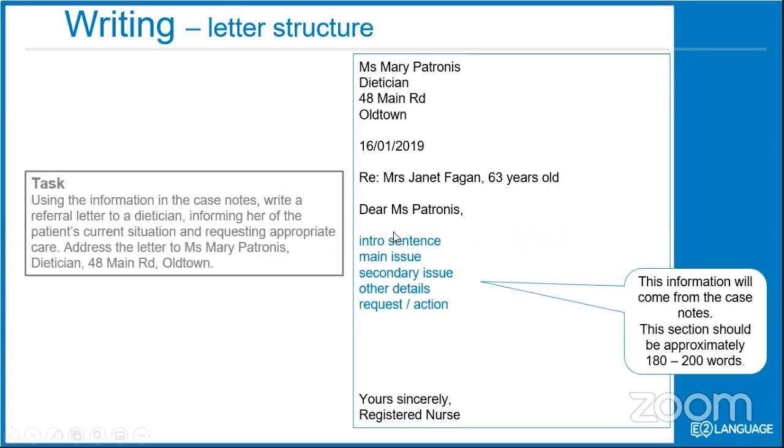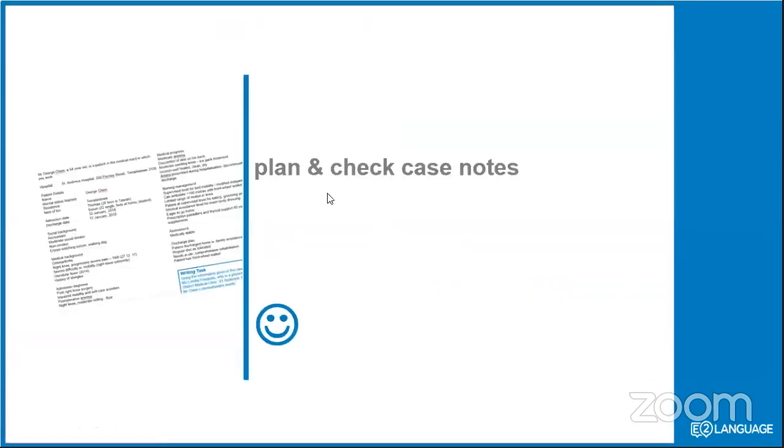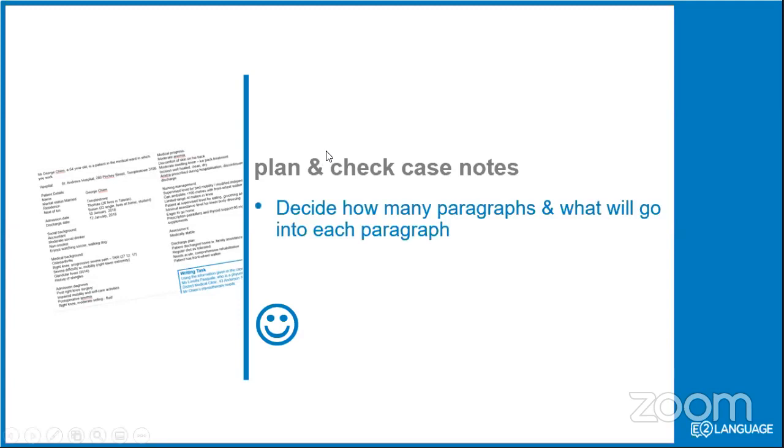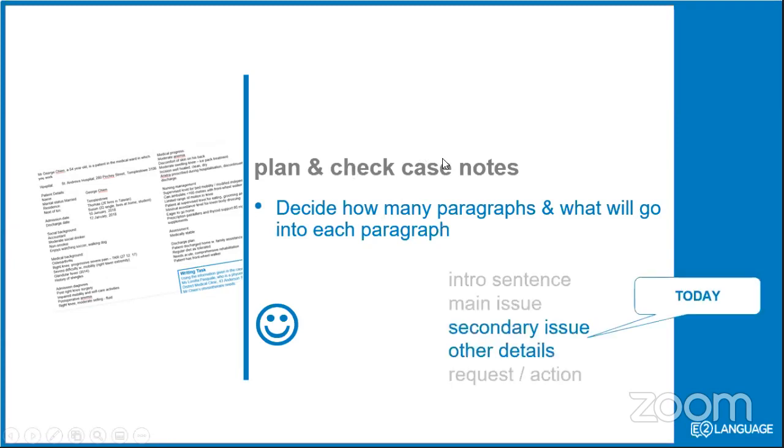Where you will really feel the marks is in the middle here, from the introduction through to the request. There's 180 to 200 words that you'll be writing there. So let's talk about planning and checking the case notes. You will decide how many paragraphs will be in the letter, and what information is going to go in each of those paragraphs. Remember, we're just focusing on those two today, secondary issue and other details. What does that mean? The main issue is being covered. What are the other issues that we need to cover?